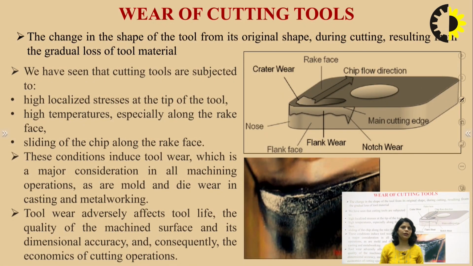So first we have to understand what wear means. The change in the shape of the tool from its original shape during the cutting, resulting from the gradual loss of the tool material. So this is basically tool wear: the original shape of the tool changes, there is loss of material, and material starts wearing out from the tool. That is tool wear.